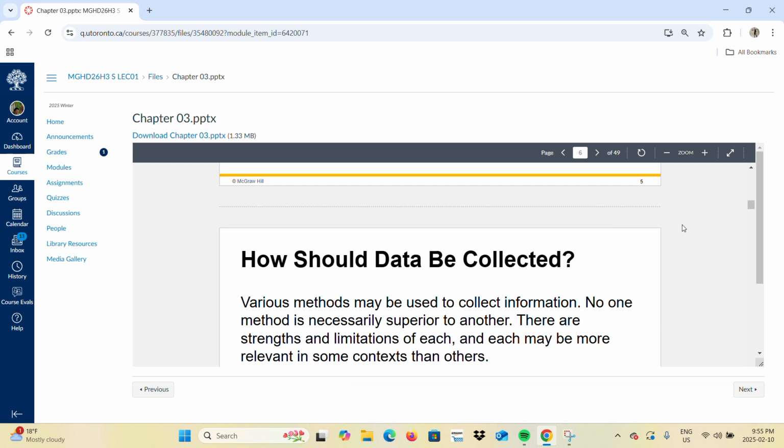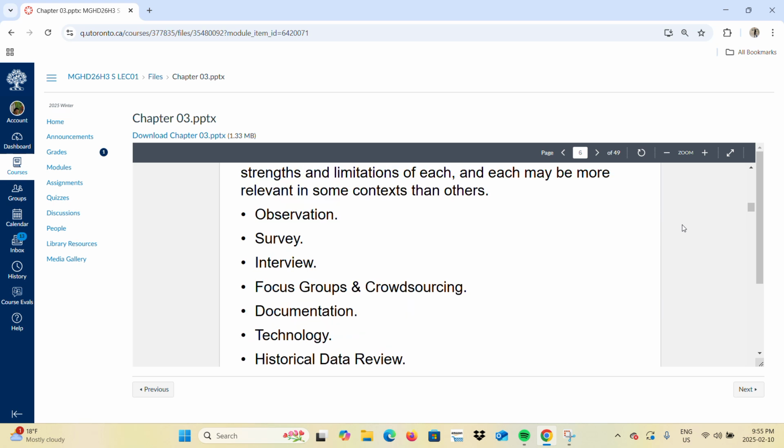How should data be collected? There are various methods where you can collect data. Now, there is not one method above the other. However, there are always limitations and strengths to each method. There's the observation, survey, interview, focus groups, and crowdsourcing, documentation, technology, and historical data review.